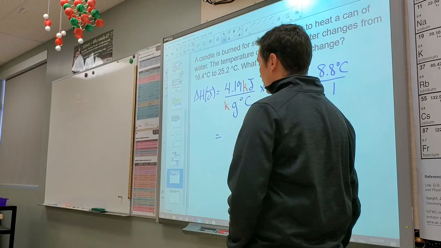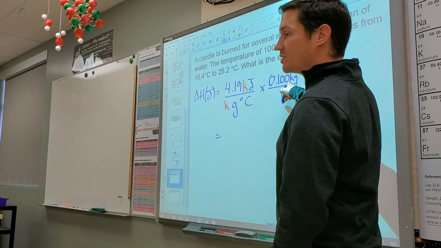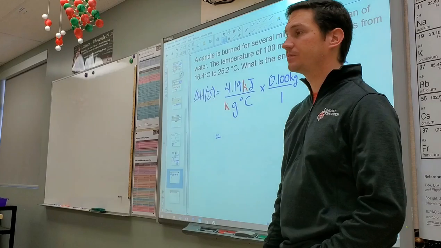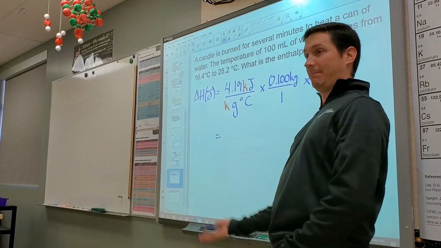I want to show you this because I want you to keep it in mind, because sometimes we have to cancel out kilojoules, and so this will be a good way of doing it. It's just that your answer is going to be 1,000 times bigger because it's in joules instead of kilojoules. That's all.